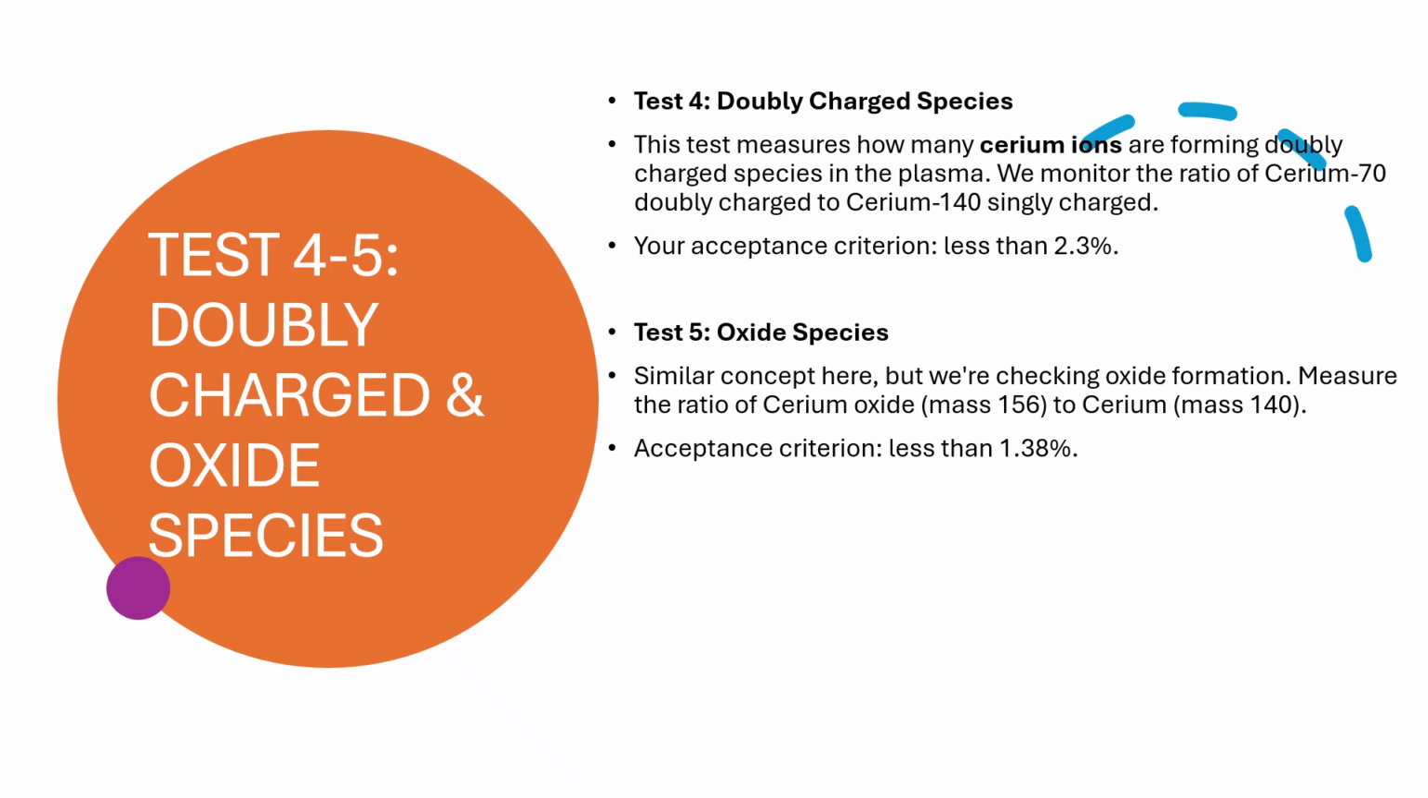Now let's come to test 4 and 5, that is doubly charged and oxide species. In this, we are checking for interferences that can compromise your data quality.